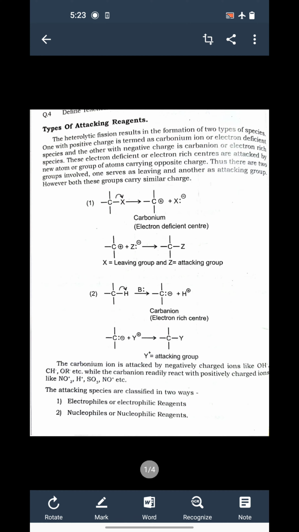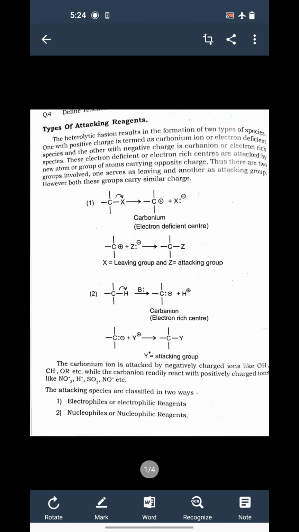Now in the first reaction, as you can see, the C-X bond is there, and suppose X is an electronegative atom. The C-X bond cleavage takes place by heterolytic fission. The shared pair of electrons is taken by the electronegative atom X, and that is why it becomes X minus, and at the same time the carbon becomes positively charged. When carbon carries a positive charge we call it a carbonium ion. It is electron deficient, having one electron pair less, and therefore it is an electron deficient center.